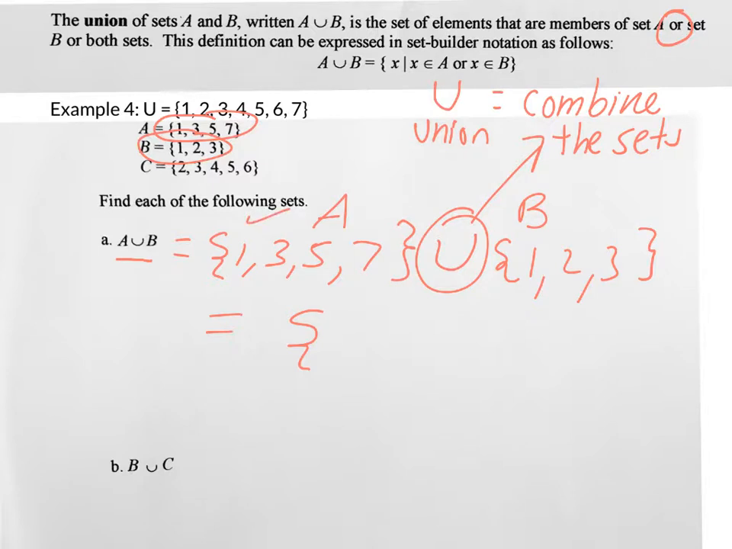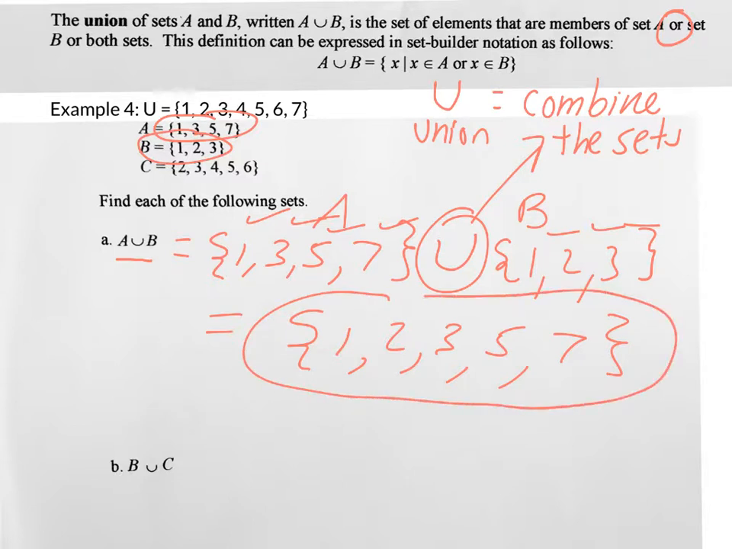So yes, they do have a 1 in common, but who cares? You just merge the sets together, so there's a 1, a 2. I'm checking off the elements as I go to make sure I don't miss any. There's a 3, there's a 5, and there's a 7 when I combine the sets together. If they match, you only list the element once. I don't repeat any of the elements. So here's the final answer. When I merge those sets together, I get 1, 2, 3, 5, 7. That set as my final answer.